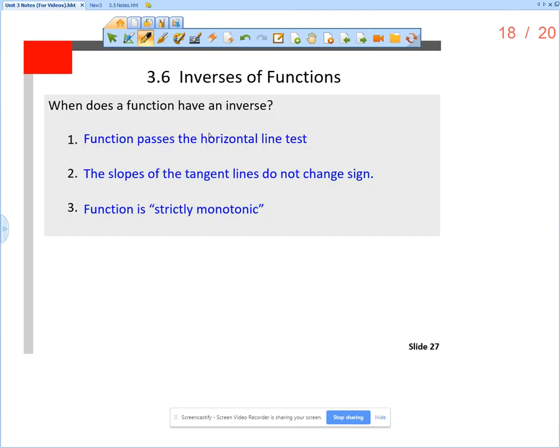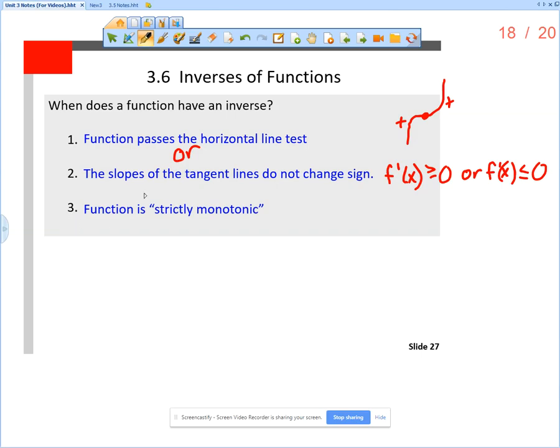All right, when does a function have an inverse? Well, number one, the function passes the horizontal line test, or the slopes of the tangent lines do not change signs. So f prime of x is greater than or equal to 0, or f prime of x is less than or equal to 0. It can equal 0, right? Remember in the last problem, the x cubed goes here. It does equal 0 there, but it's positive here and positive here, so it's never actually negative. So it never changes sign.